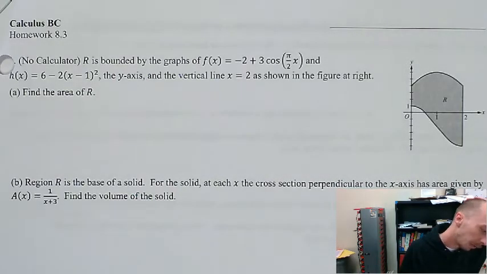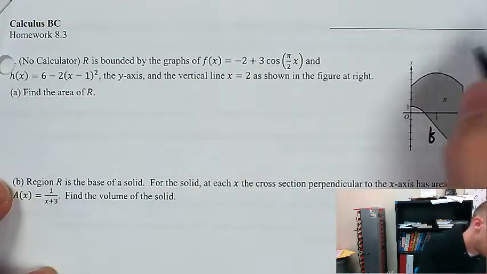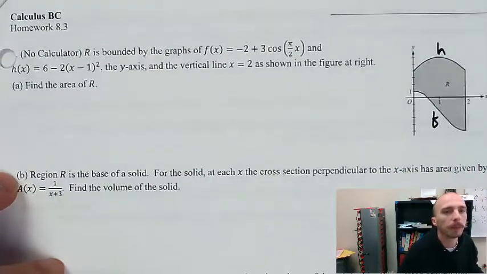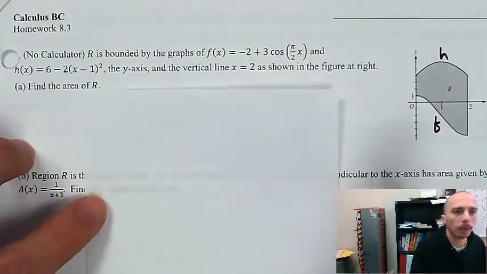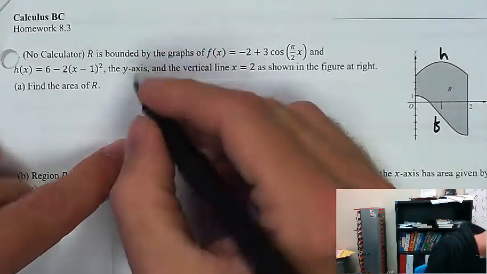It's R being bounded by the graphs of F and H, where it looks like the cosine is going to be F right here, and H is going to be the downward facing parabola up above. Okay? So we're going to start by finding the area of R. So we're going to just integrate top minus bottom as x runs from 0 to 2.